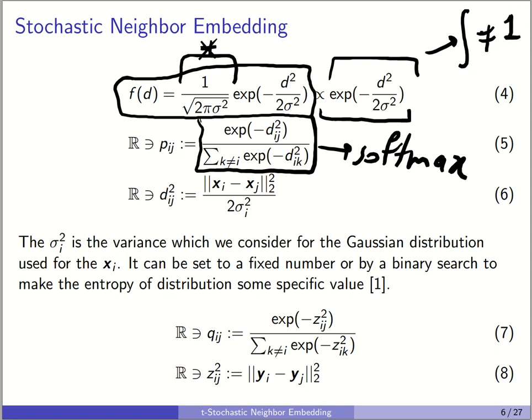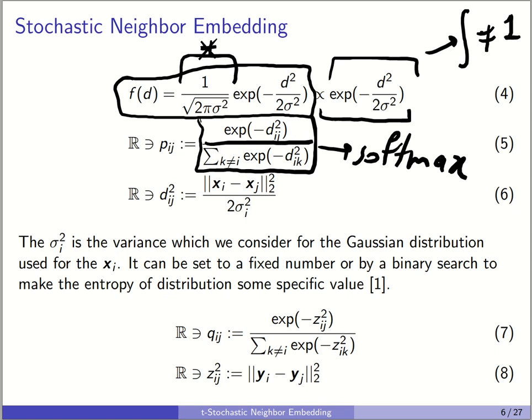So in order to make its behavior similar to probability and make it sum to 1 or integrate to 1, we divide it by the summation of all different cases.